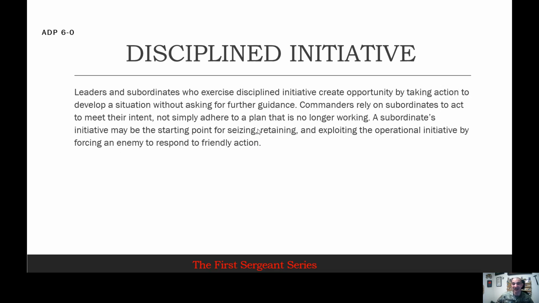Leaders and subordinates who exercise disciplined initiative create opportunity by taking action to develop a situation without asking for further guidance. Okay. Commanders rely on subordinates to act to meet their intent, not simply to adhere to a plan that no longer works. All right. Subordinate initiative may be the starting point for seizing, retaining, and exploiting the operational initiative. Like I said, we keep talking about that: seizing, retaining, and exploiting the operational initiative, okay, by forcing the enemy to respond to friendly action.